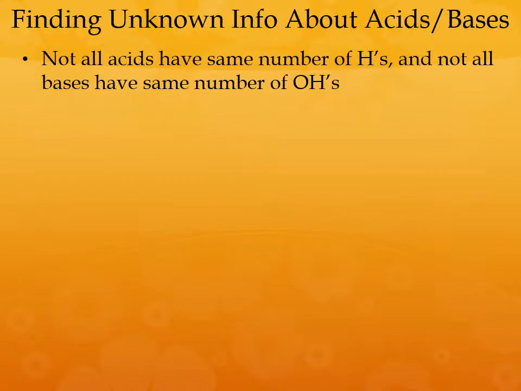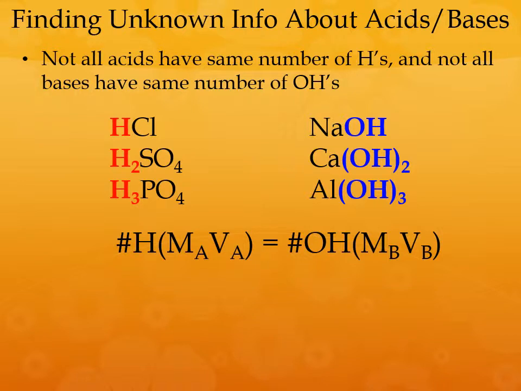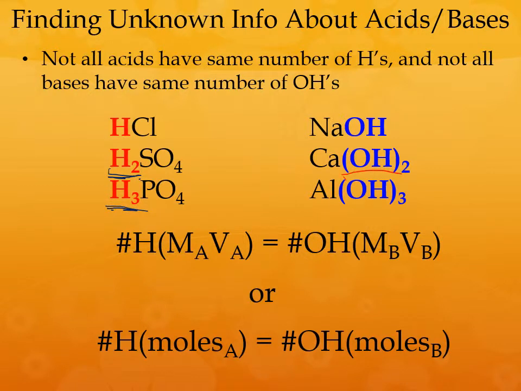So as I said yesterday, and as I said on the last slide, if all acids only had 1 H, and if all bases only had 1 OH in the molecule, it would be easy to use that formula. We would just plug in our molarity and volume of the acid, molarity or volume of the base, and get an easy answer. But unfortunately, some acids, like we see here, have more than 1 H in the molecule, so like 2 or 3 over here, and some bases have more than 1 OH, like over here, 2 or 3 OHs.